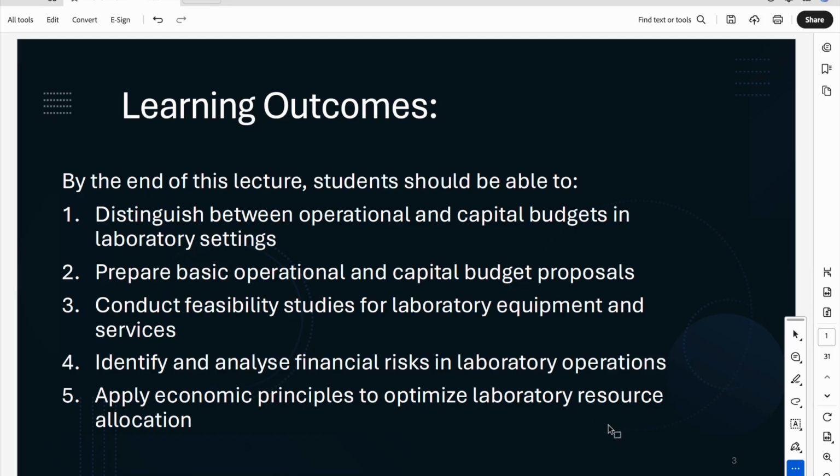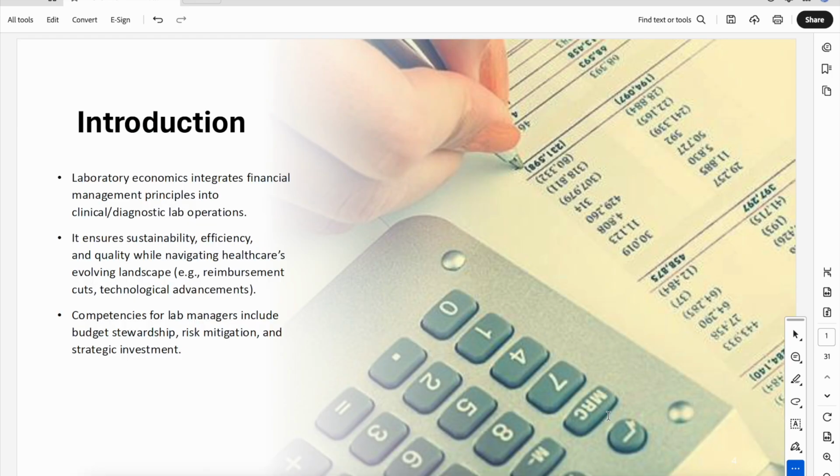Number 5, apply economics principles to optimize laboratory resource allocation, ensuring maximum efficiency with available resources. These competencies are not just academic exercises, they are essential skills that laboratory managers use daily to ensure their facilities provide excellent patient care while remaining financially viable.